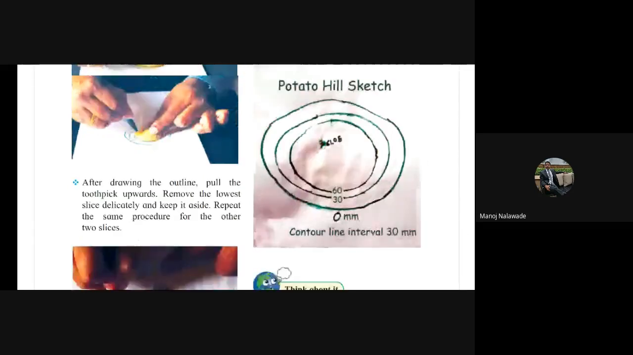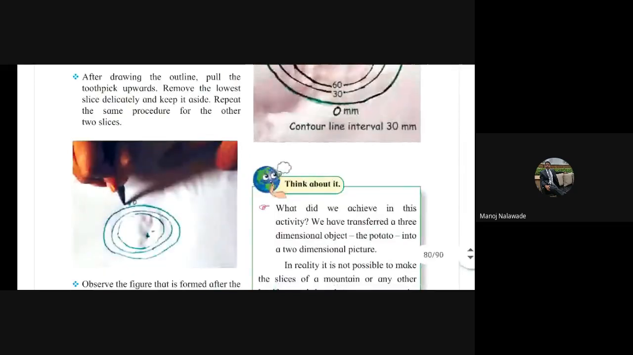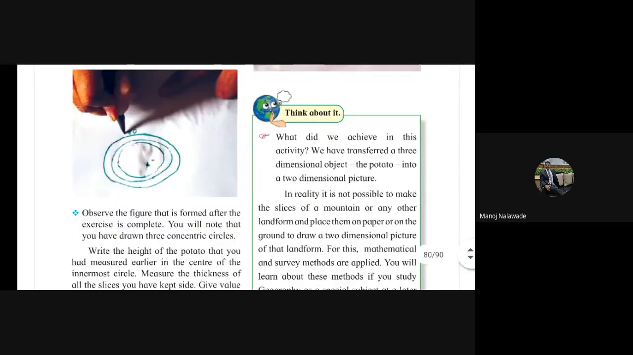And now we also draw outline over there. So it will finally look like this, right? So basically what it represents, the outer circle, it was at the lowest level.